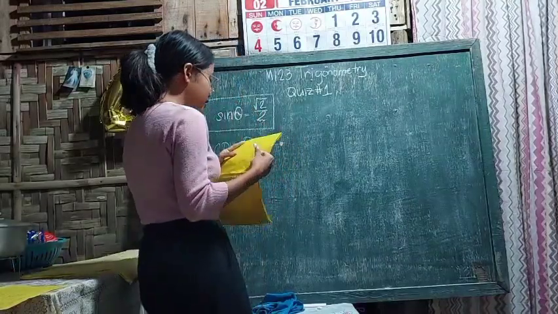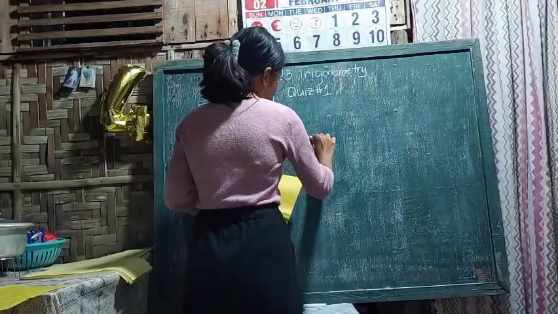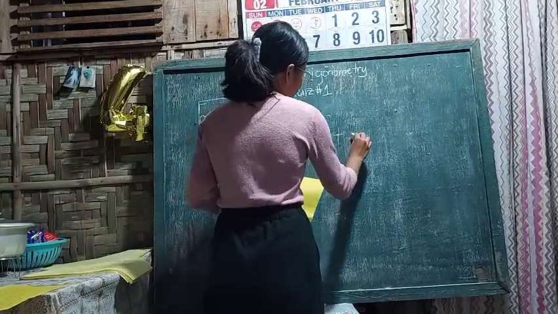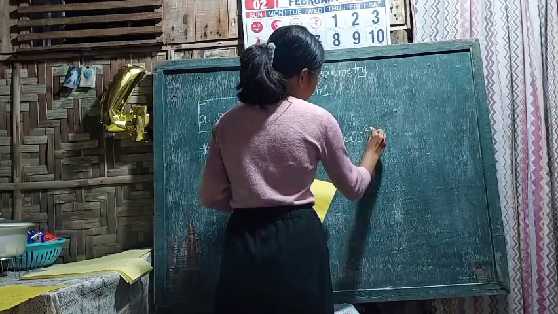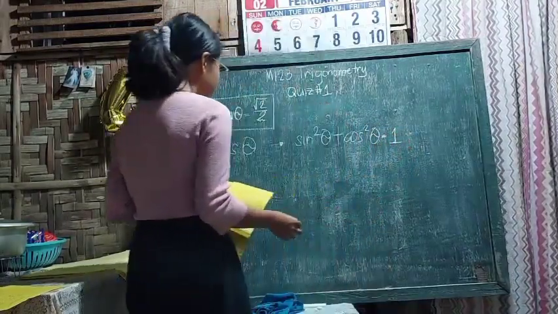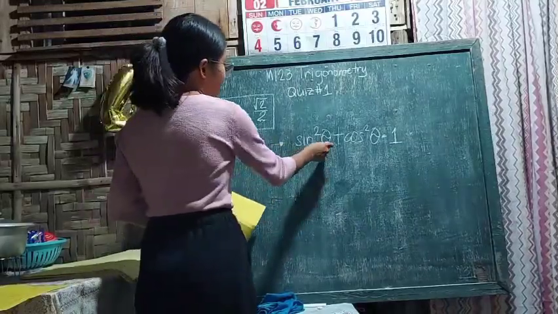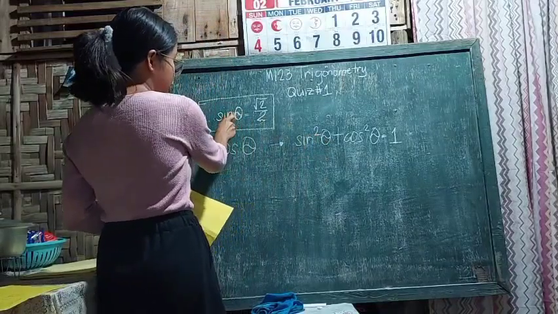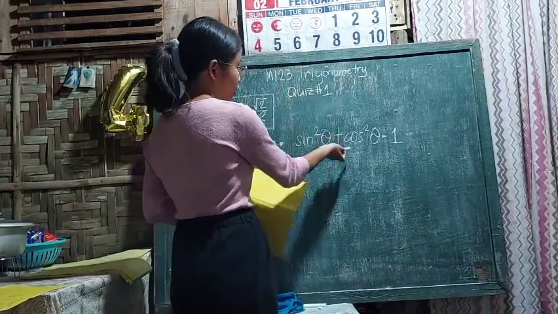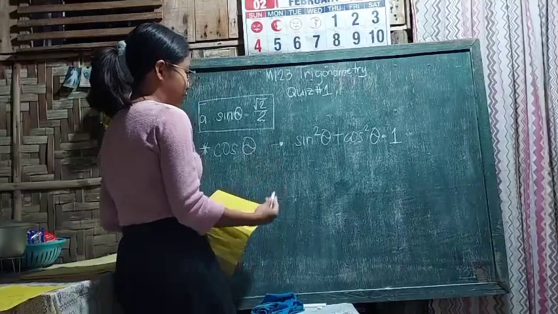Using the Pythagorean identity of sine and cosine, it would be sine squared theta plus cosine squared theta is equal to 1. So we have the value of our sine here, and we are going to look for the value of our cosine theta. So let's substitute our given values.